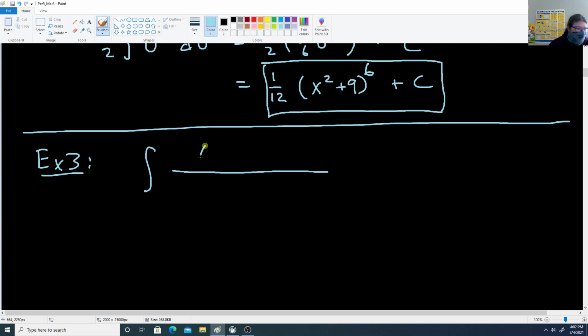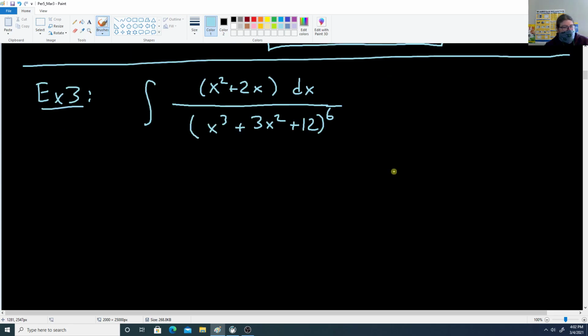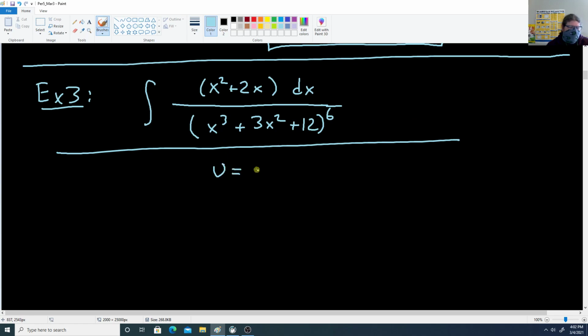It looks like we got x squared plus 2x up top. dx is up there as well. And in the bottom we have x cubed plus 3x squared plus 12. And that's all to the 6th power. So since this is all raised to the 6th power, I'm going to view this as my inner function for the chain rule. So I'm going to let u equal x cubed plus 3x squared plus 12.